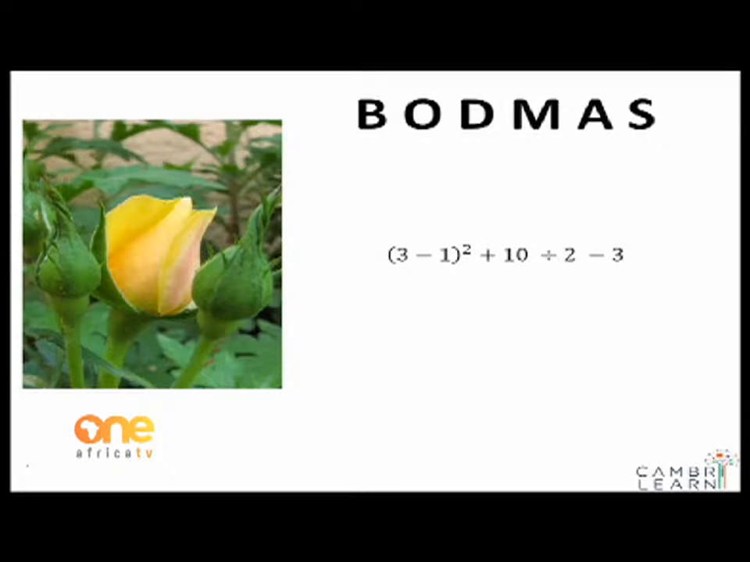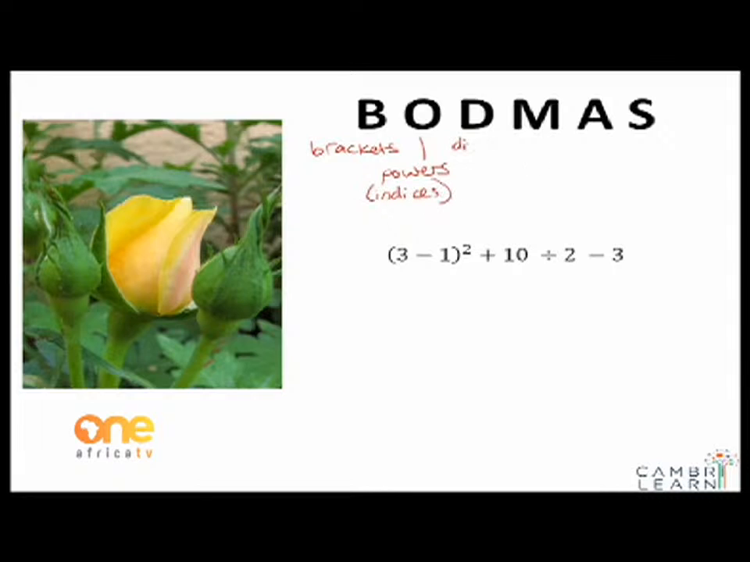Things in life happen in order. You get rose buds before you get rose flowers. And it's exactly the same in maths. Things must happen in order. B is for brackets. O is the odd one, powers, otherwise known as indices.